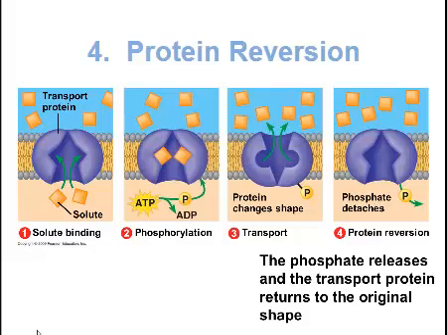Lastly, the phosphate will release from the protein carrier, and that will change the shape of the protein again, changing the carrier to the original shape we saw in step 1.